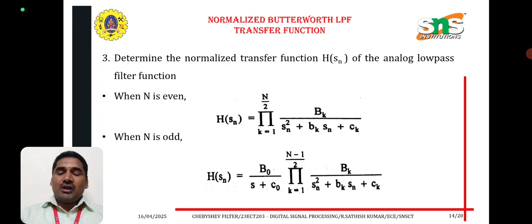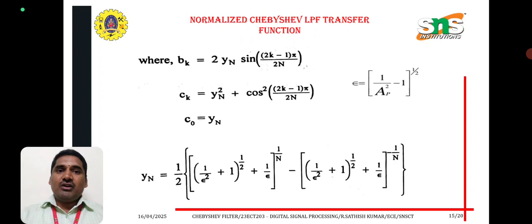Next one, normalized transfer function for the analog filter. When N is even, H(Sn) = product for k = 1 to N/2 of bk / (Sn² + bk Sn + ck). Where N is odd, H(Sn) = b0 / (Sn + c0) times the product for k = 1 to (N−1)/2 of bk / (Sn² + bk Sn + ck). How to find bk? bk = 2 y(N) sin((2k−1)π / 2N). How to find ck? ck = y(N)² + cos²((2k−1)π / 2N). And c0 = y(N).